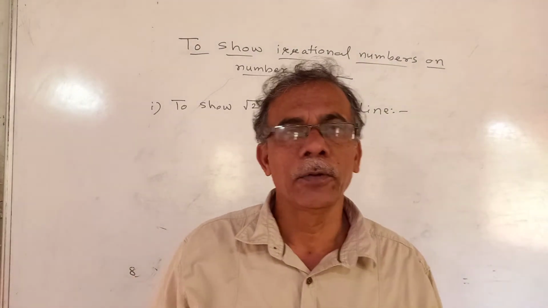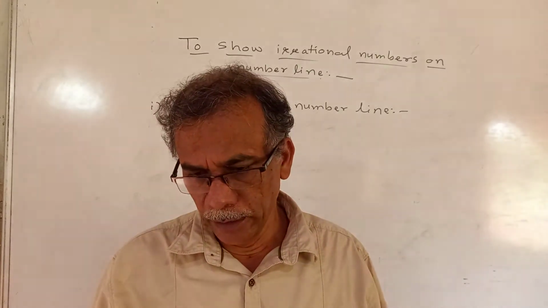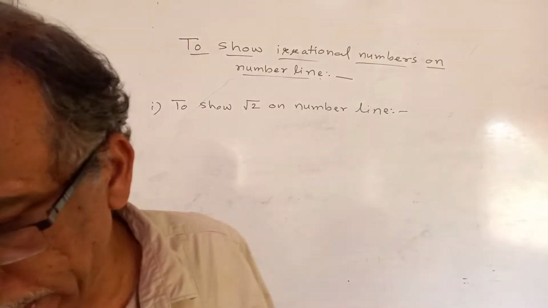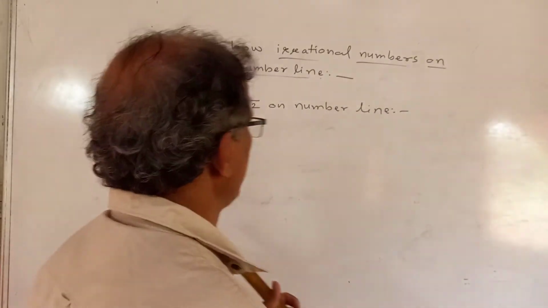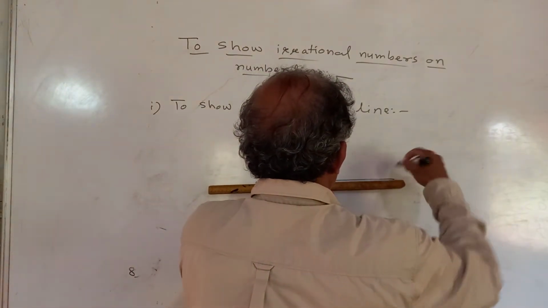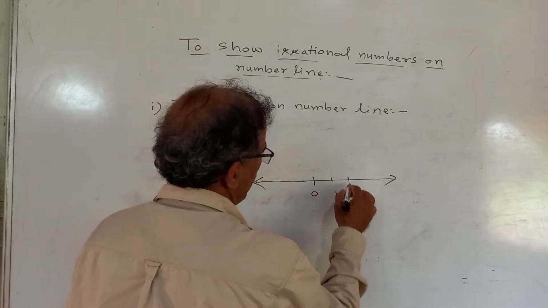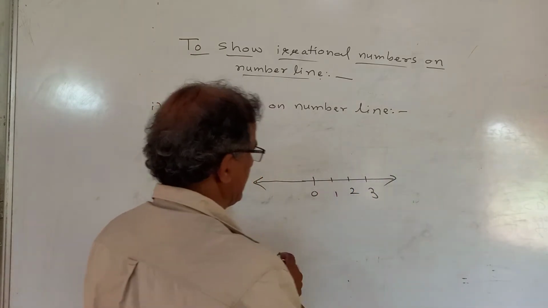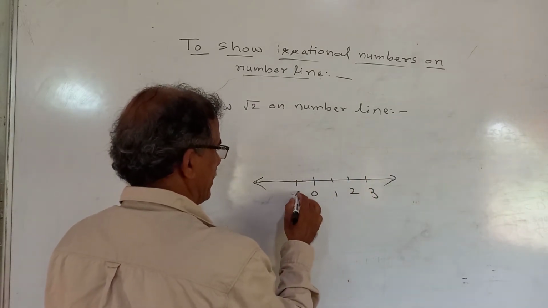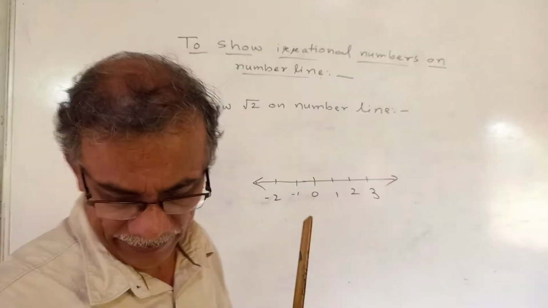Now let us study how to show irrational numbers on the number line. You know how to show the integers on a number line. If you want to show integers on a number line, you have studied it from 6th standard onward. What you do is draw a line, isn't it? Like this. Then you mark 0 somewhere, then 1, 2, 3, like this. And to the left-hand side of 0, the opposite of 1 is -1, then -2, -3, like that.